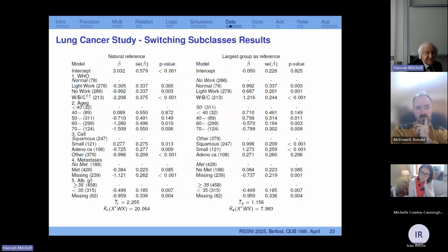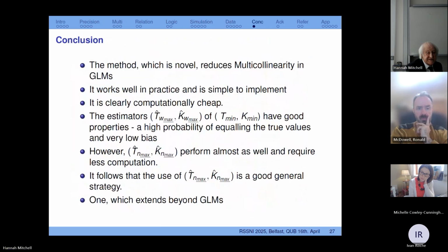So I say here in the conclusions, it follows that the use of these two is a good general strategy, one which extends beyond the GLMs that we see here. That's it.